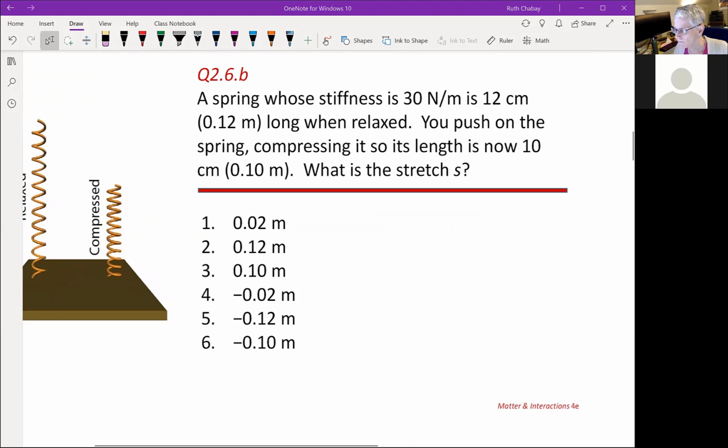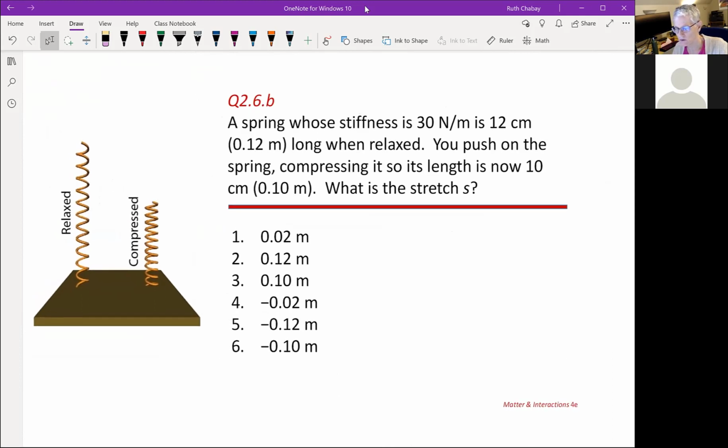Let's see if we can figure out what a stretch is. So here's the situation. We have a spring with given spring stiffness. Its relaxed length is 12 centimeters, 0.12 meters long. You push it down, so it's now 10 centimeters, so exactly the same situation as before. But now the question is, what is the value of the stretch S?